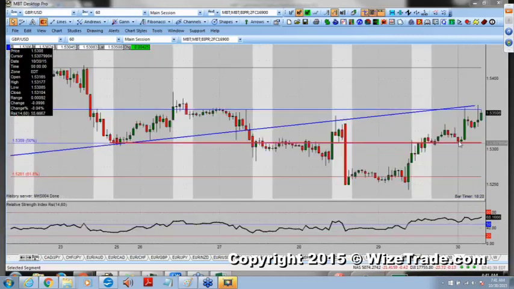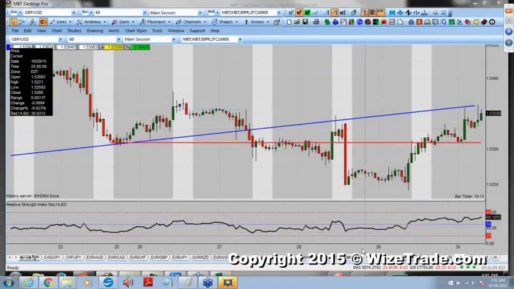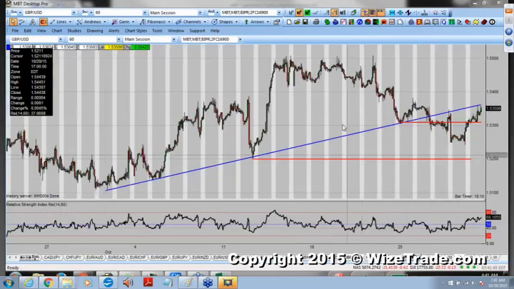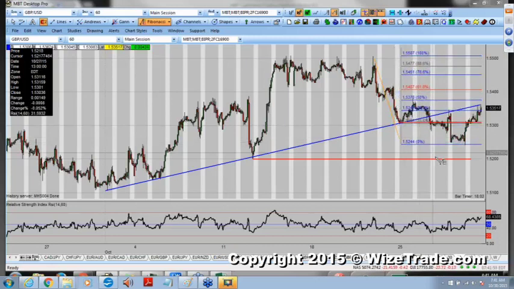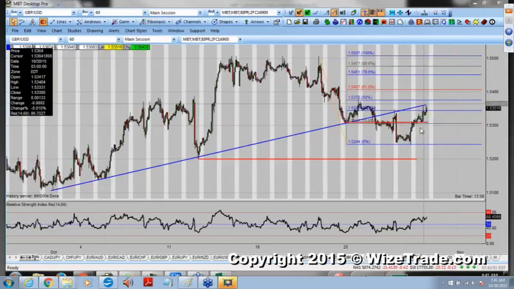So the cable should stall here. But if it doesn't, we have the potential to really start squeezing here in the cable. It's a damn pound. I really dislike the pound, as you guys know. I'm in it, and I'm like, why am I even trading this damn thing? I hate it so much.